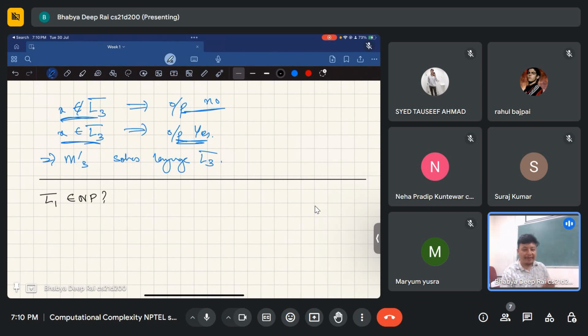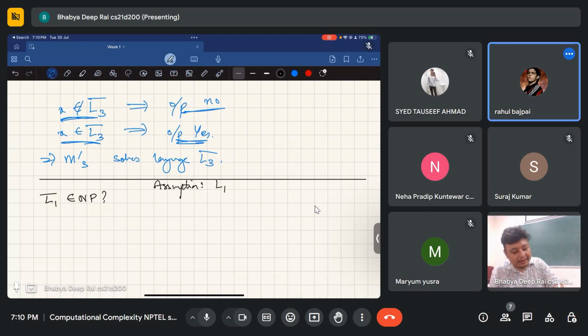Is L1 bar in NP or not? No, it is not. If it is in NP and its complement is also in NP, then it will be in P. So you mean L1 bar is in P? No. The assumption was that L1 belongs to NP. Right. If the complement of L1 is also in NP, then L1 must be in P.